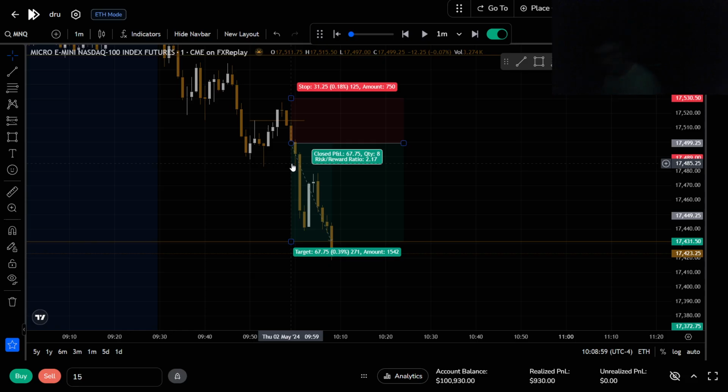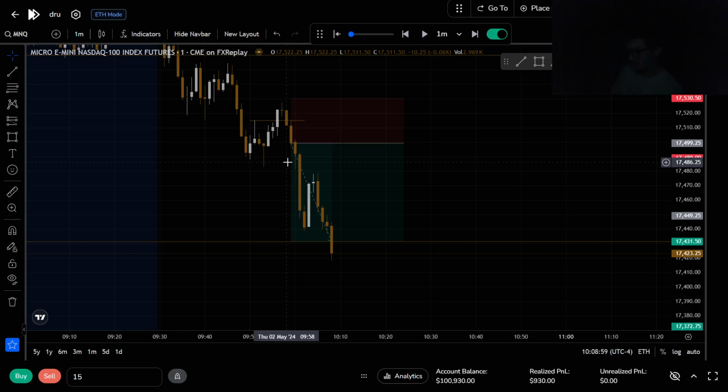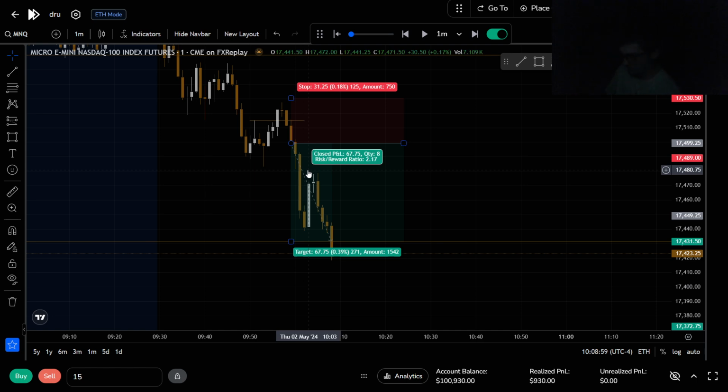And we are up, I don't know, I forgot. So to calculate this, since I forgot to look at it to document it, you would do 67.75 times $20 per point, and that would be 1,353. And since I was risking 15 contracts, I would do times 1.5. So that trade was $2,030. So I will document plus 2030.